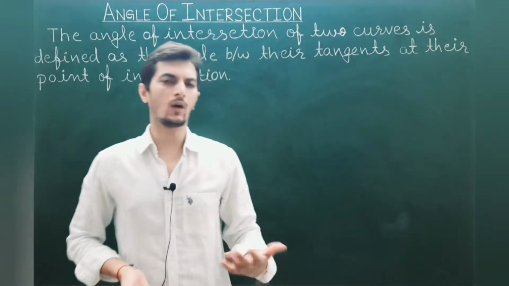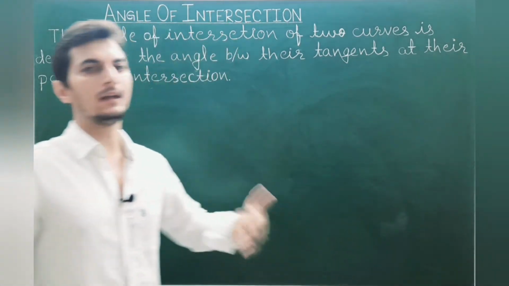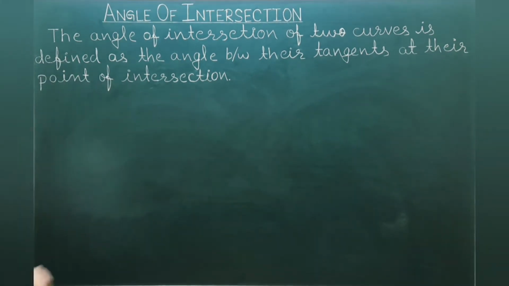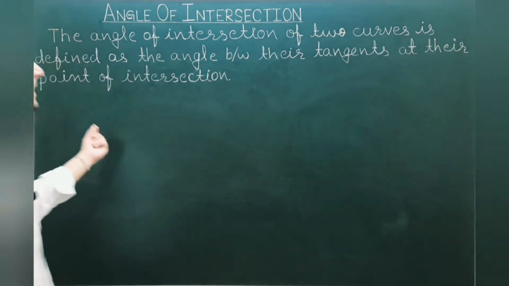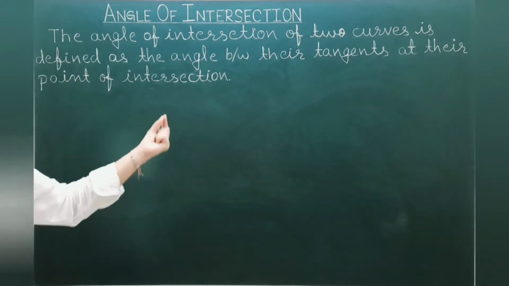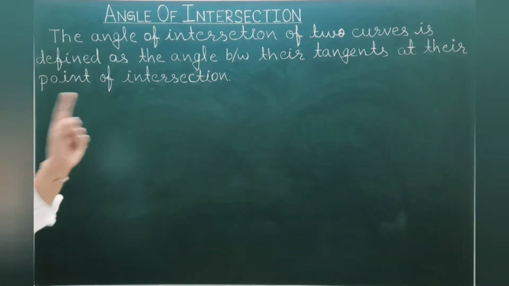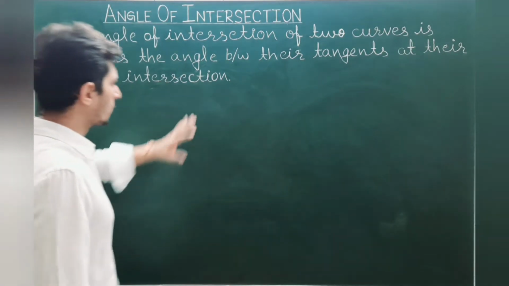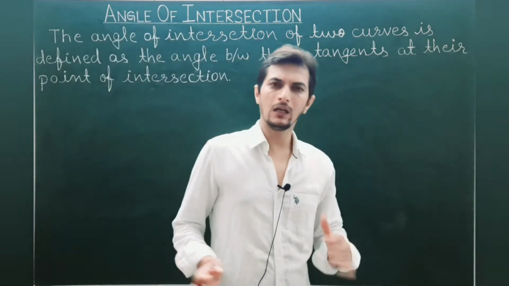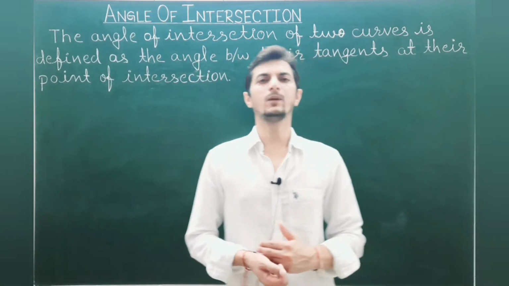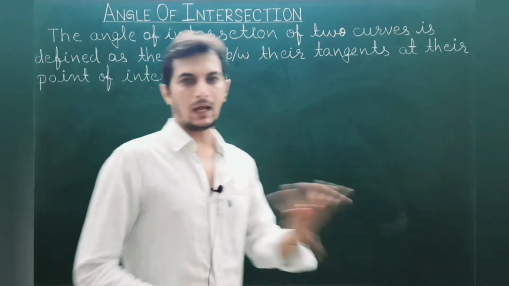So, first of all, let me give you its formal definition. It says the angle of intersection of two curves is defined as the angle between their tangents at their point of intersection, right? I hope you all have read this definition. Let me go directly to the diagram and try to explain all this with the help of a diagram, right?